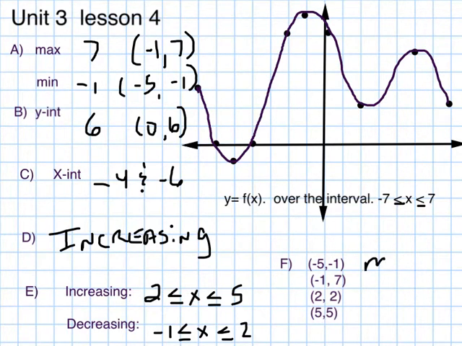This guy here was a minimum. Then we got a max. Then we had another minimum. And we had another max. Okay, so you can circle those answers on your paper. And then we're going to move on to example number 2. So pause and flip the page.